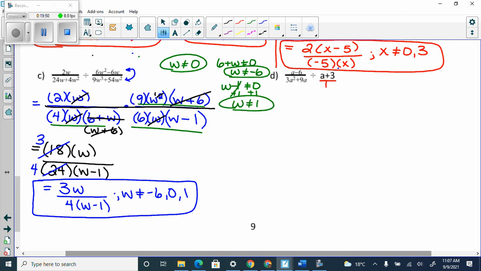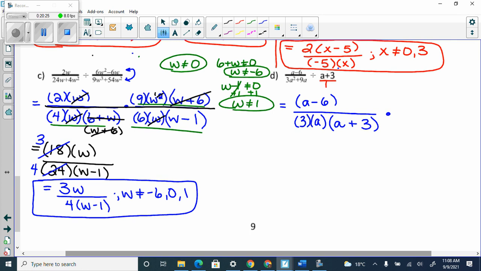Then let's look at D. D is a minus 6 on top. Can't do anything with that. Over 3a squared plus 9a. What can I take out? A 3 and an a. When I take 3a out of 3a squared, I'm just left with a, and 9a divided by 3a is 3.